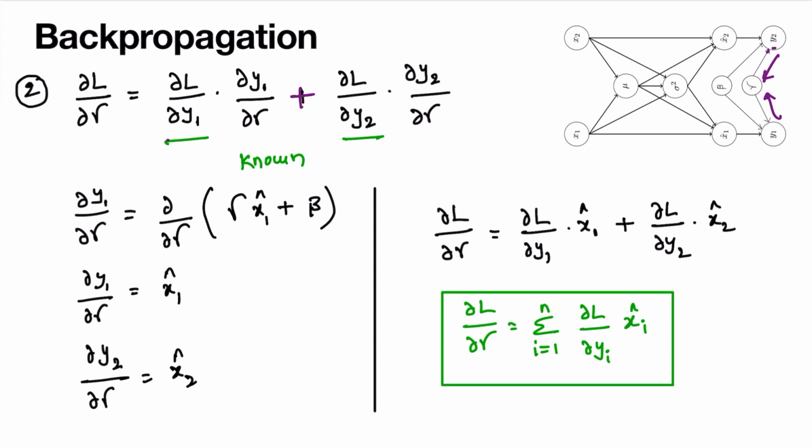Now so far we have done the calculation for this. What are the next terms in the graph when you are going back? x1 cap and x2 cap. So we need to calculate the derivatives of these two now.